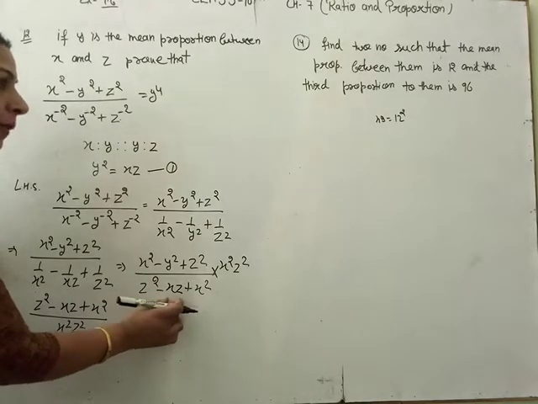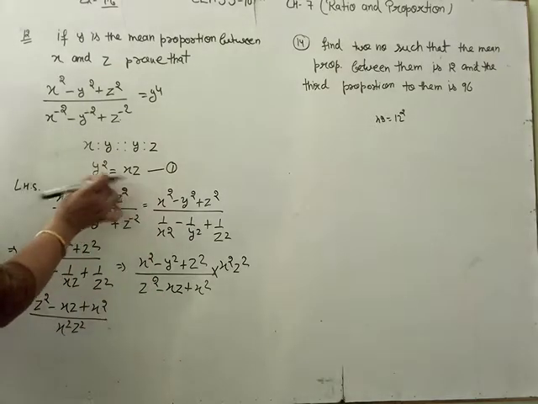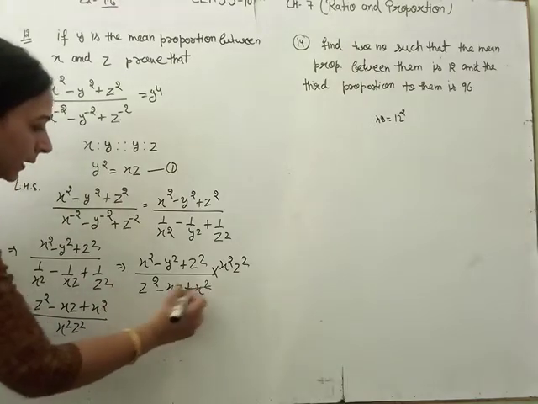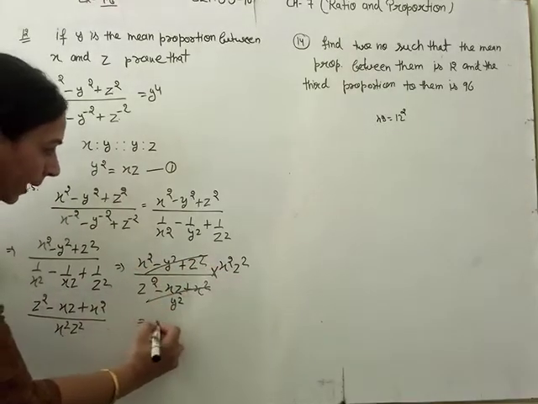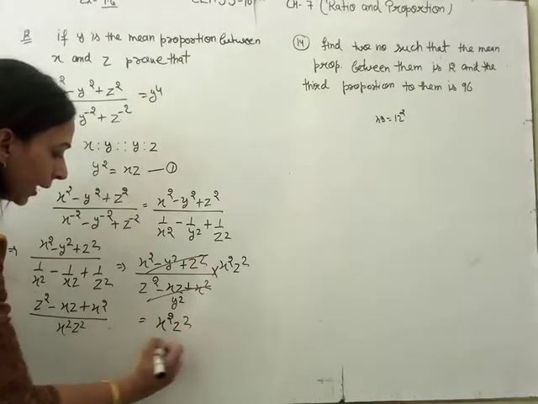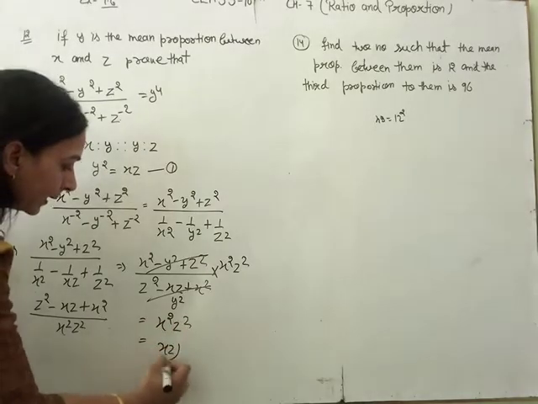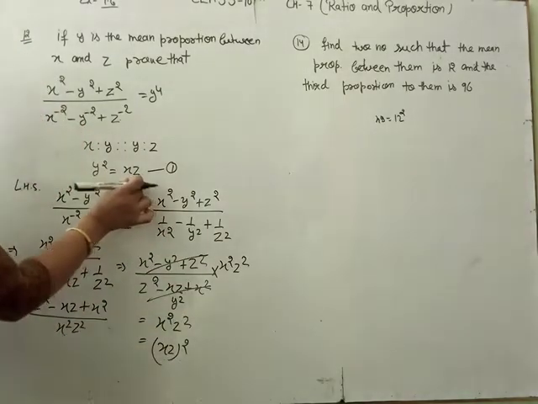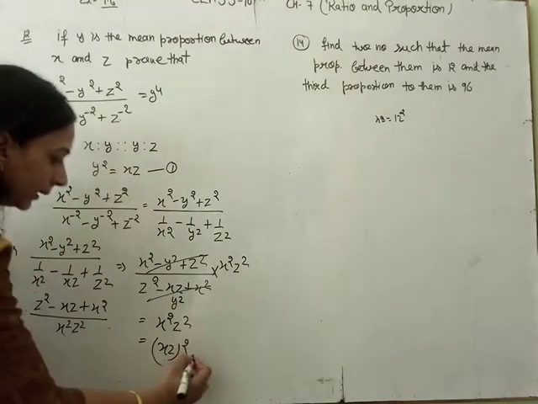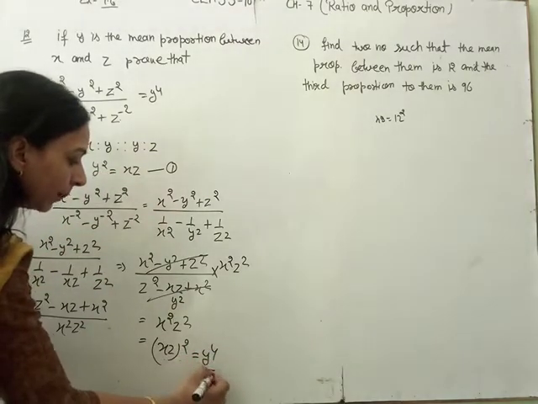In place of xz we write y². Then these are cancelled. Only we have x²z², and we write this (xz)² and xz equal to y². Then this complete equal to y raised to the power.